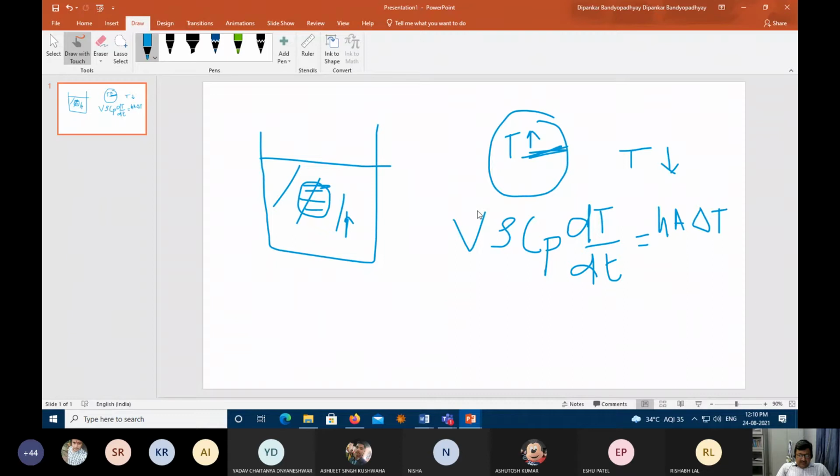And see, how do you do an energy balance here? Input minus output is equal to what? Is equal to accumulation, right? So you may see that there is no input, that is 0. The way heat is taken out is minus h into A into, say, what will be delta T here? Anybody? What is delta T here?